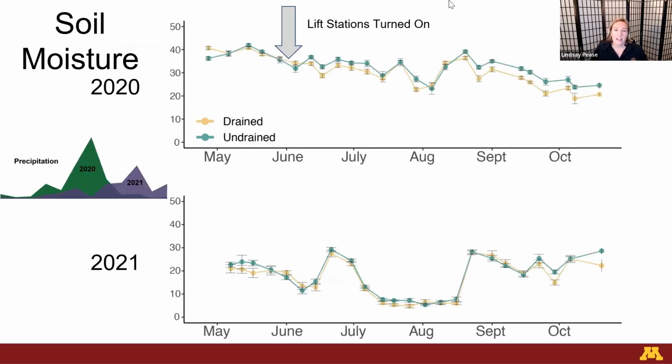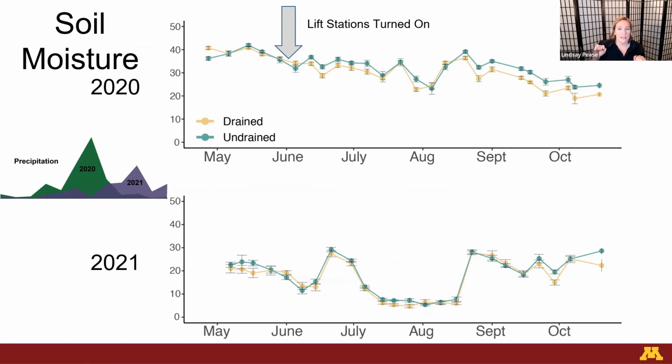So then if we're looking at soil moisture again, this maybe helps to explain a little bit why we saw reduced yields in our drained sections of the field. And some of that is because of the soil moisture. One of the things that's really interesting about this graph, and again, I apologize if it's a bit small for you all to see, but where we turned the lift stations on in June, you can actually see that the drained portion and the undrained portion split apart.